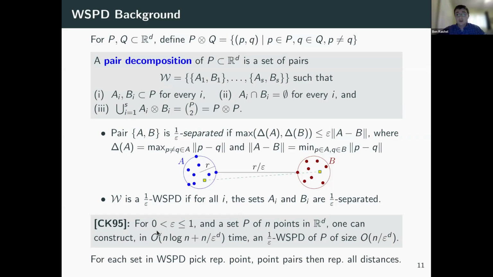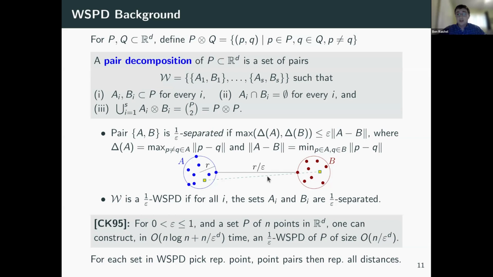Why are these things useful? It's because they're going to give us a representation of all the distances in our point set. So the way to interpret it is as follows. Let me look at this picture again. Look at the set A. I pick an arbitrary point in A. I'm going to call that the representative of A. That's this green and yellow point. I do the same thing in B. I pick an arbitrary point. I call that the representative.